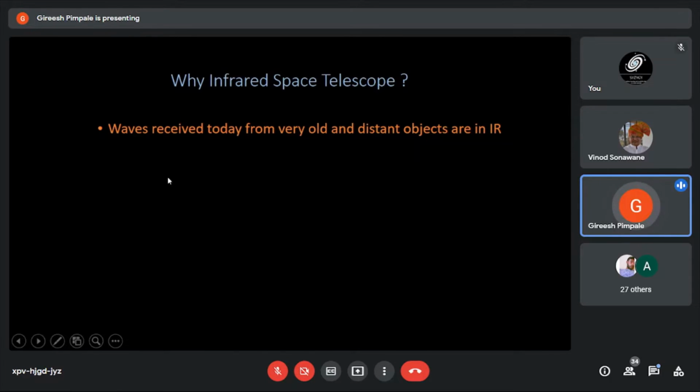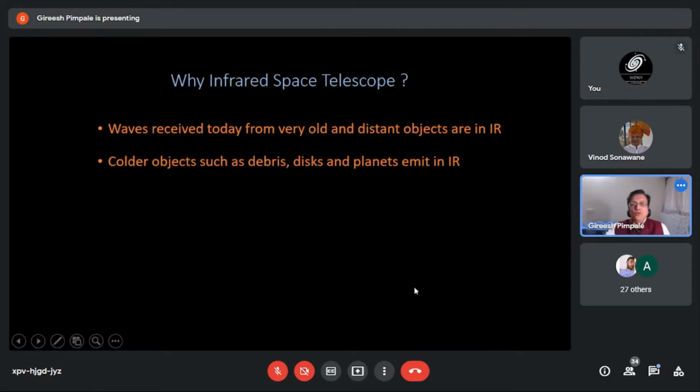So why are we using infrared? The waves which we receive from old and distant objects are in IR. So we are receiving the waves in IR, not in the visible part of the spectrum. Then the objects which are cold, like debris, planetary disks and planets, are also giving out IR all the time, and we want to receive those on the Earth.